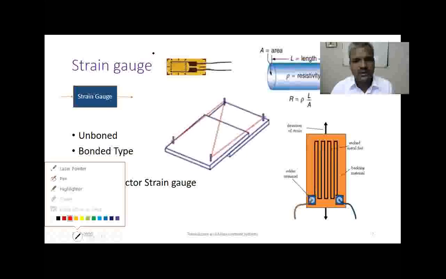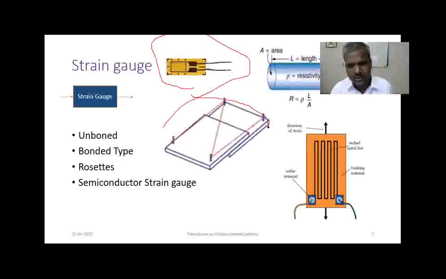So this is a bonded strain gauge. This is an unbonded type strain gauge. These are the connecting leads. Everything we discussed in the last class.